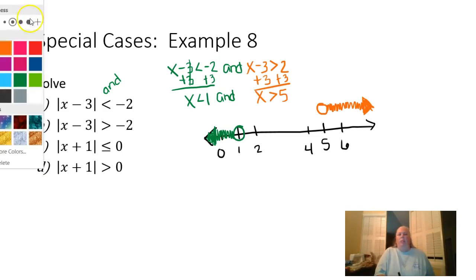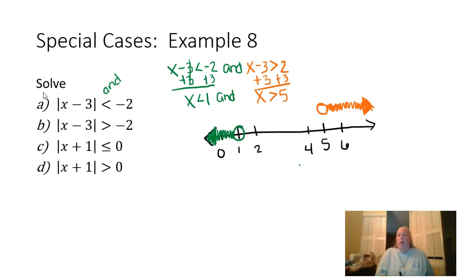Remember, for these problems that are connected by the word and, we want all of the solutions that are on the green graph and on the orange graph at the same time. And you can see that there are no numbers on the green graph that are also on the orange graph at the same time. And what this means for part A is that this problem has no solution. All right, let's look at part B.